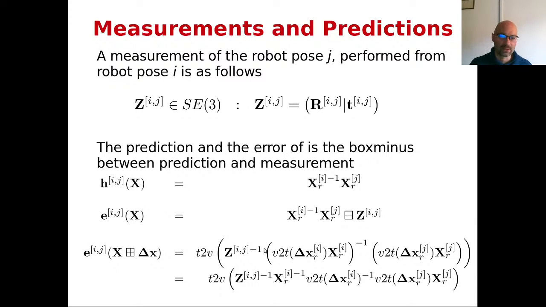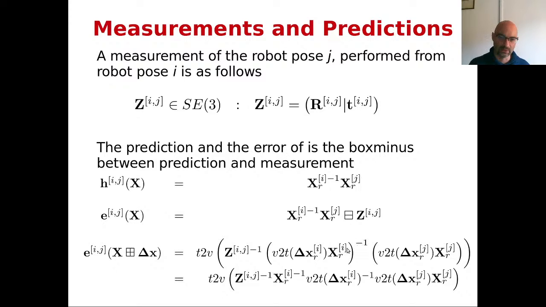Then you have to box minus these two objects, and we have just defined that the box minus between two transforms is: take one transform, invert it, multiply it by the other, and then calculate its minimal representation. So this will be the box minus. So this equation here represents the box minus between this object and this object here at the perturbation, which is on the right.